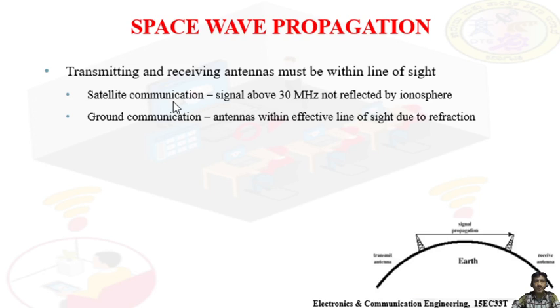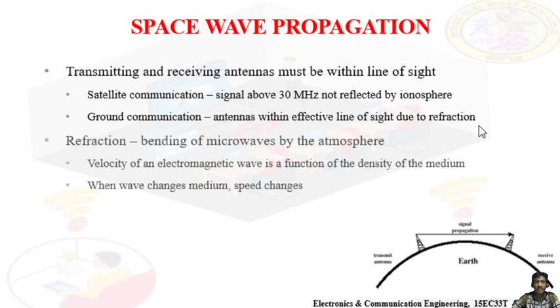In satellite communication, signals above 30 MHz are not reflected by the ionosphere. The signal should not be reflected, but should be received by the satellite. Then the satellite will send the signal back to the receiving antenna. For ground communication, the antenna has an effective line of sight due to refraction. Refraction is the bending of microwaves by the atmosphere.